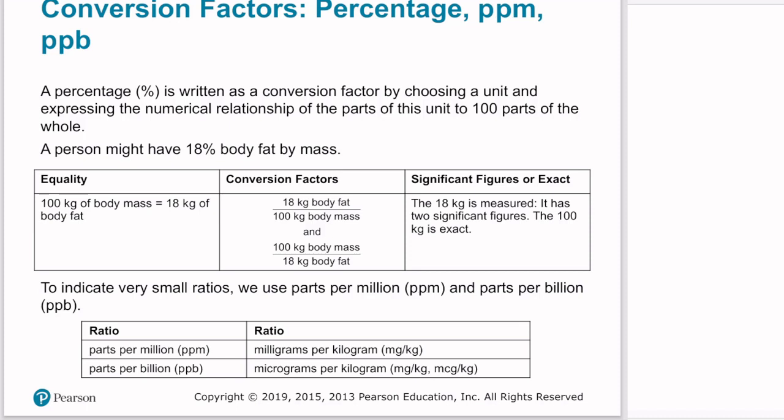Additionally, in problems, we often see numbers expressed as parts per million or parts per billion. Parts per million means 1 per 10 to the 6th, and parts per billion means 1 per 10 to the 9th. A more common way to express parts per million is milligrams per kilogram, and parts per billion is micrograms per kilogram.